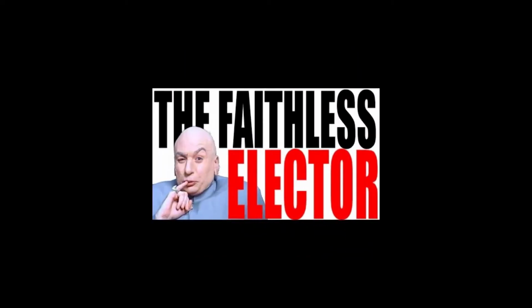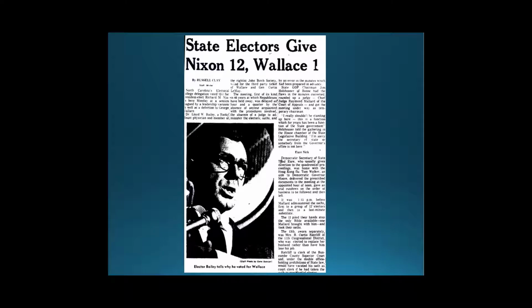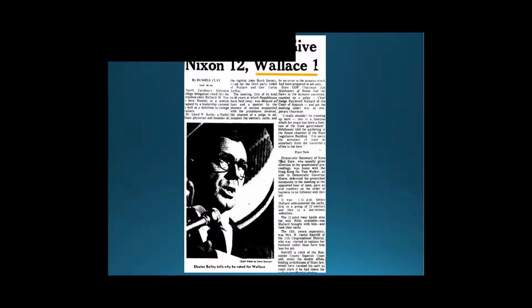Those who do not vote for the winner of their state are called faithless electors. One was in North Carolina in 1968. Instead of casting his electoral vote for the winner, Richard Nixon, he cast his vote for the segregationist, George Wallace. A faithless elector has never altered the outcome of a presidential election.